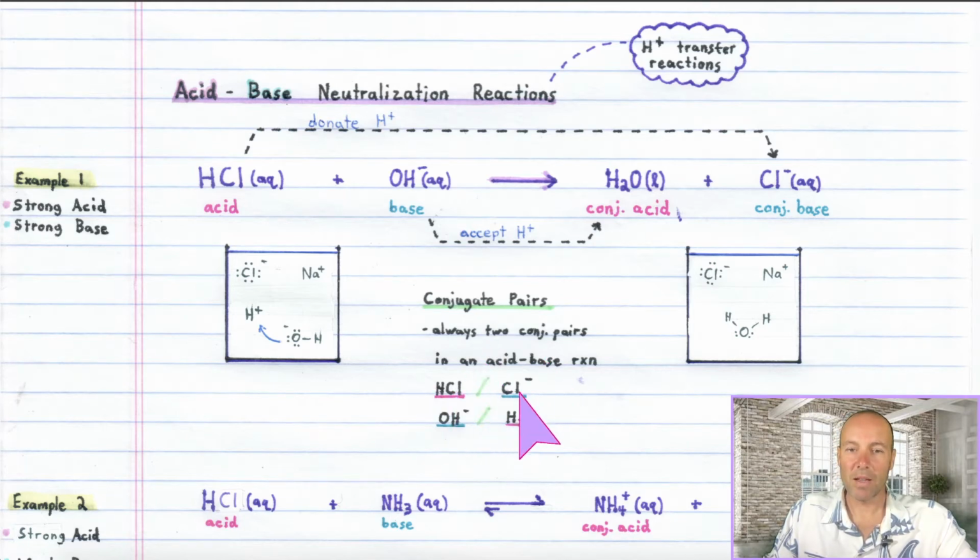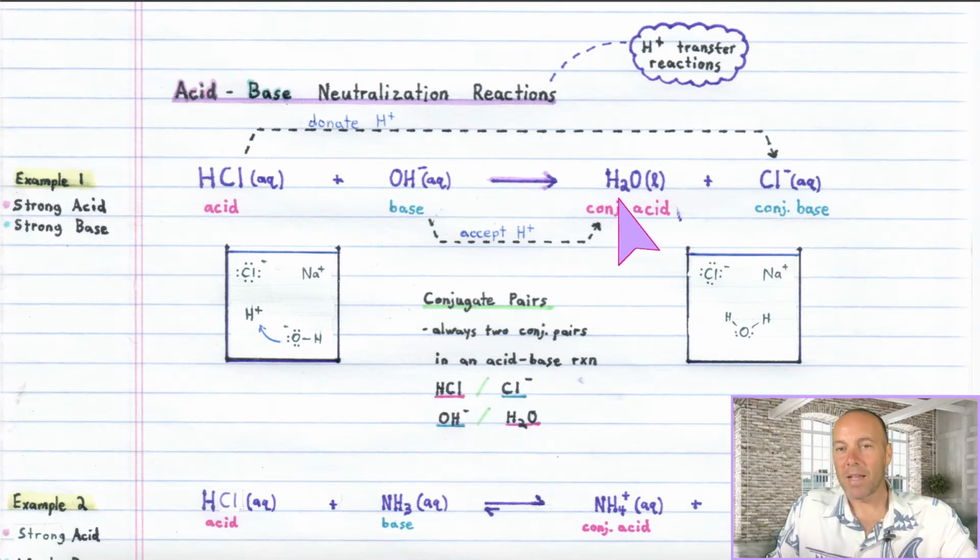So the HCl and the Cl minus are one pair, and the OH minus and the H2O are another pair. The difference between the acid and the base form of a pair is always just a proton. So if you take a proton away from this, you're left with that. And if you give a proton to this, you're left with that.